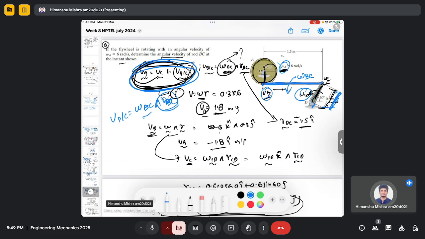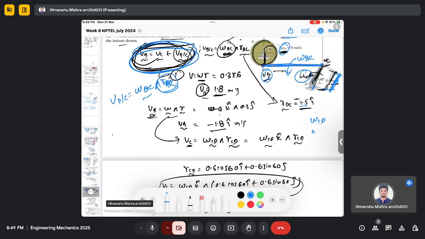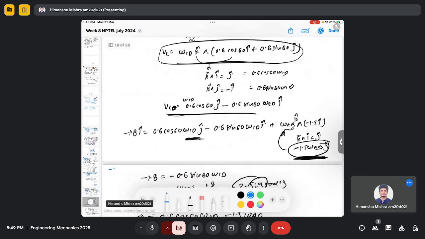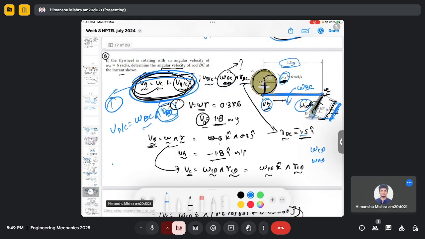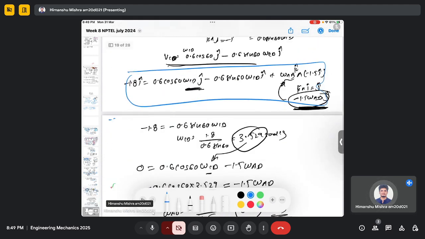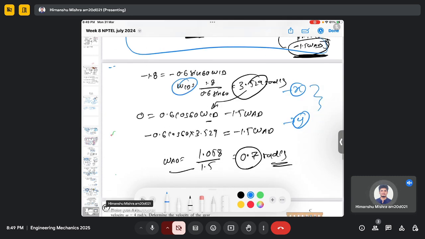So we identify RBC, which is very easy because it's 1.5 meter in the x direction, so it is 1.5 i. And omega BC we need to find. So basically we need to find two angular velocities here, angular velocity of CD and angular velocity of AB. And we write down the equation in the vector form using this equation 1, and from that you can easily get two equations, one in the x component and one in the y component, and in both of these equations you find different omegas. In the x component you find omega CD, and when you use the y component you find omega AB.